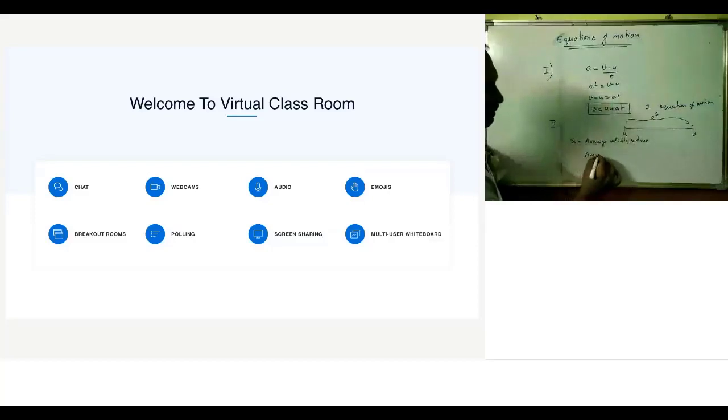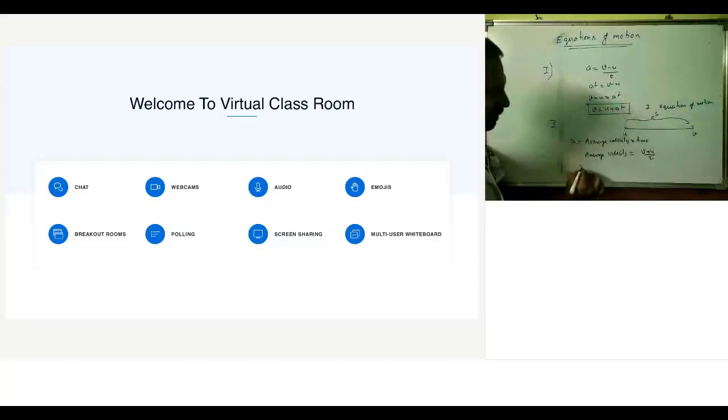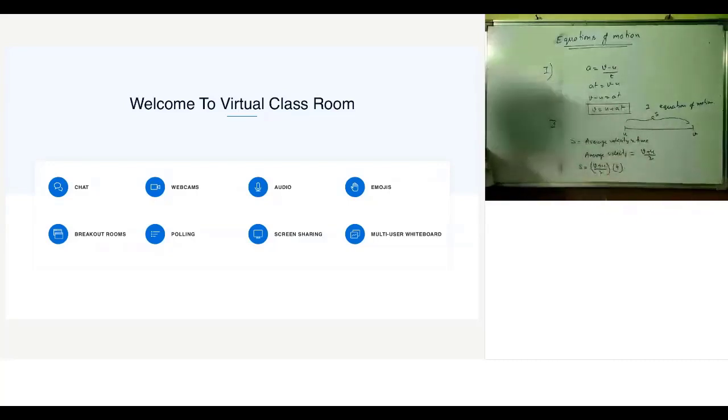Now, what is average velocity in this case? Can I say average velocity equals how much? (v plus u) by 2. So what is displacement equal to? (v plus u) by 2 into t. Is that fine? What is displacement equal to? (v plus u) by 2 into t. So after this, we'll do it here.